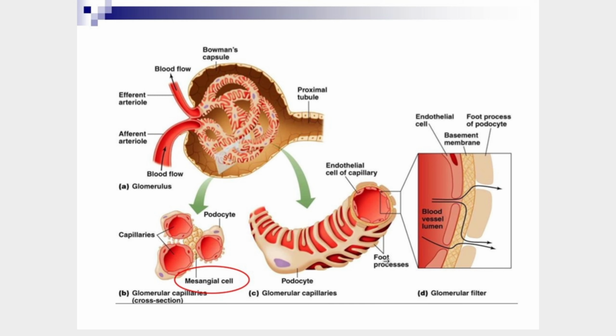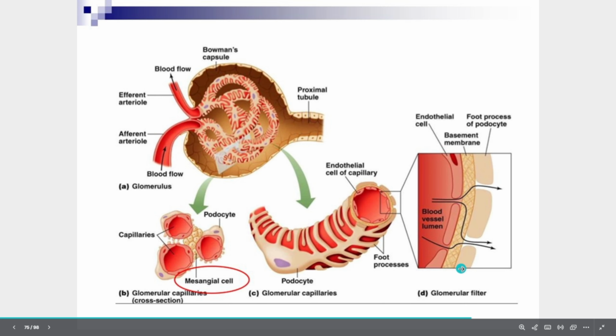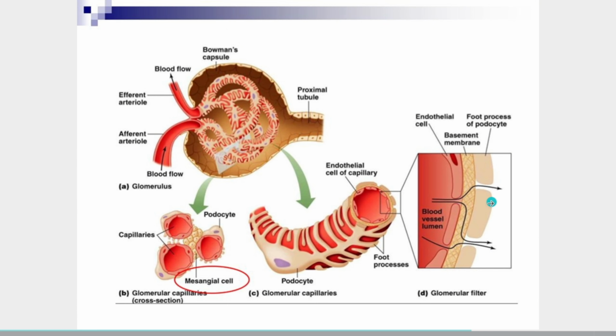So foot processes of adjacent podocytes are separated by a narrow gap called a filtration slit. Here, this is the foot process of the podocyte, and this is what we call the filtration slit. So the porous wall of the glomerular capillary and the filtration slit of the podocyte form a filtration membrane that permits the fluid and small solutes dissolved in the plasma to pass.